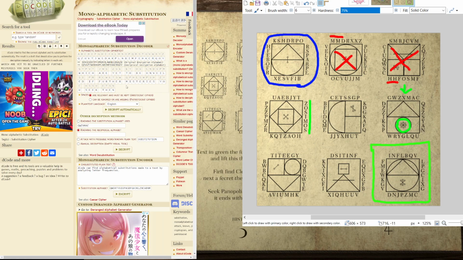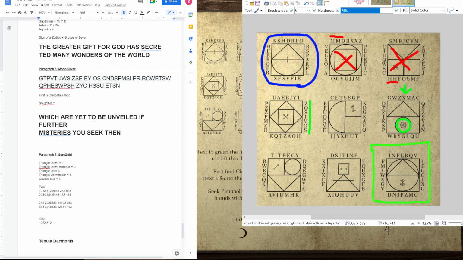Auto decrypt is fair game. It's just a brute force attack on all the substitution ciphers. We had enough cases where it did not, in fact, auto decrypt. This is the first time this button has worked. Usually it just produces garbage, and it's just an annoyance that it's the first button and not the second. The decrypt button is the... Alright, anyway. Which are yet to be unveiled of further mysteries you seek then. And I'm going to make a question mark here.